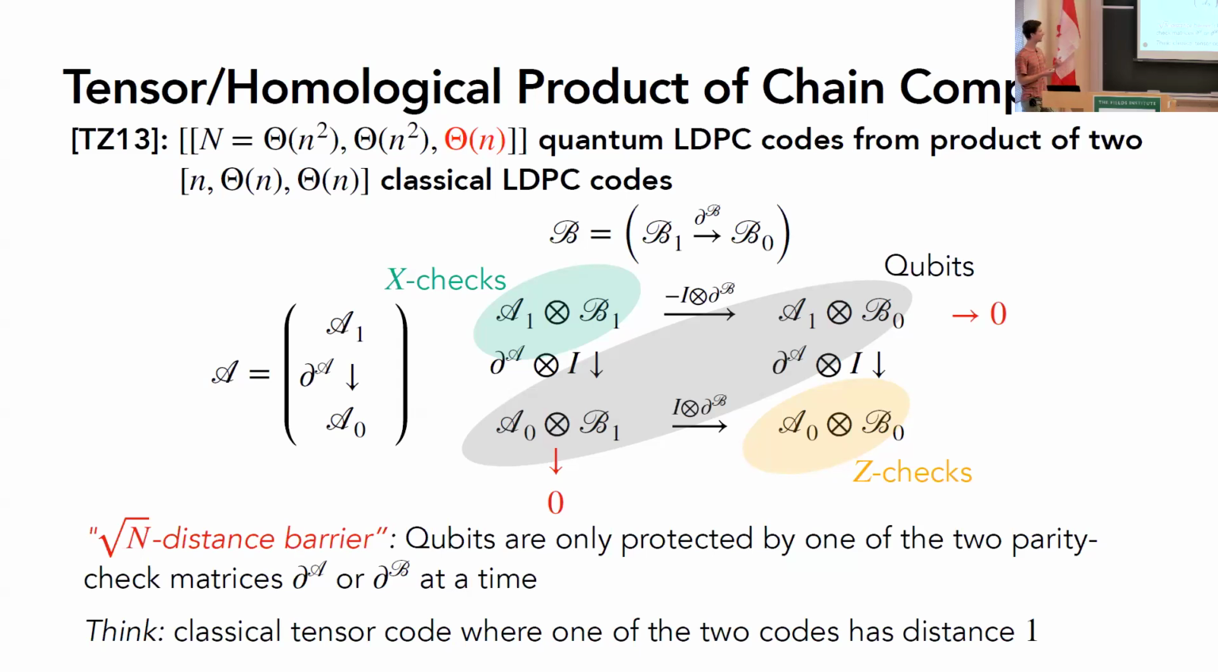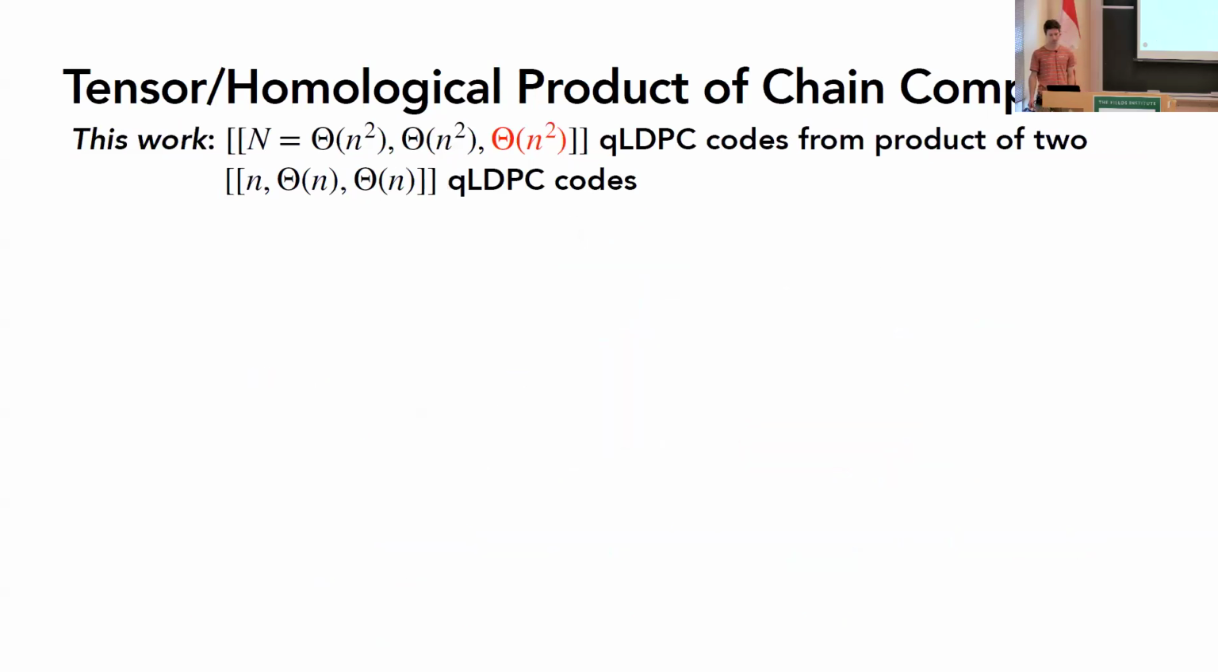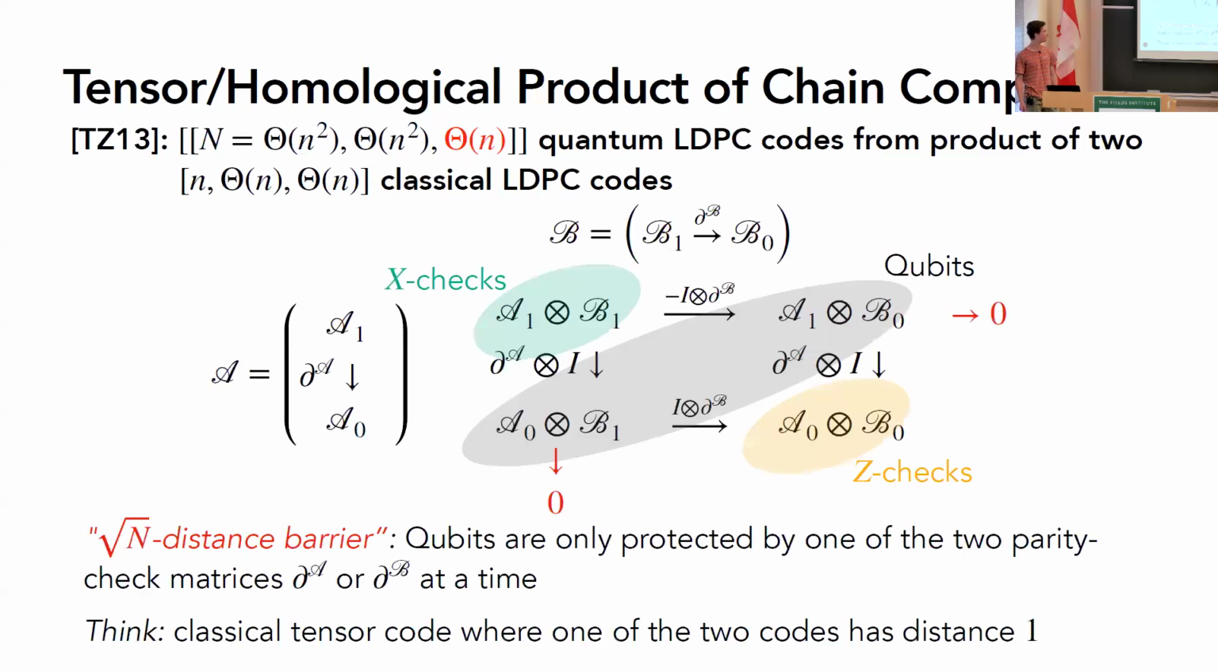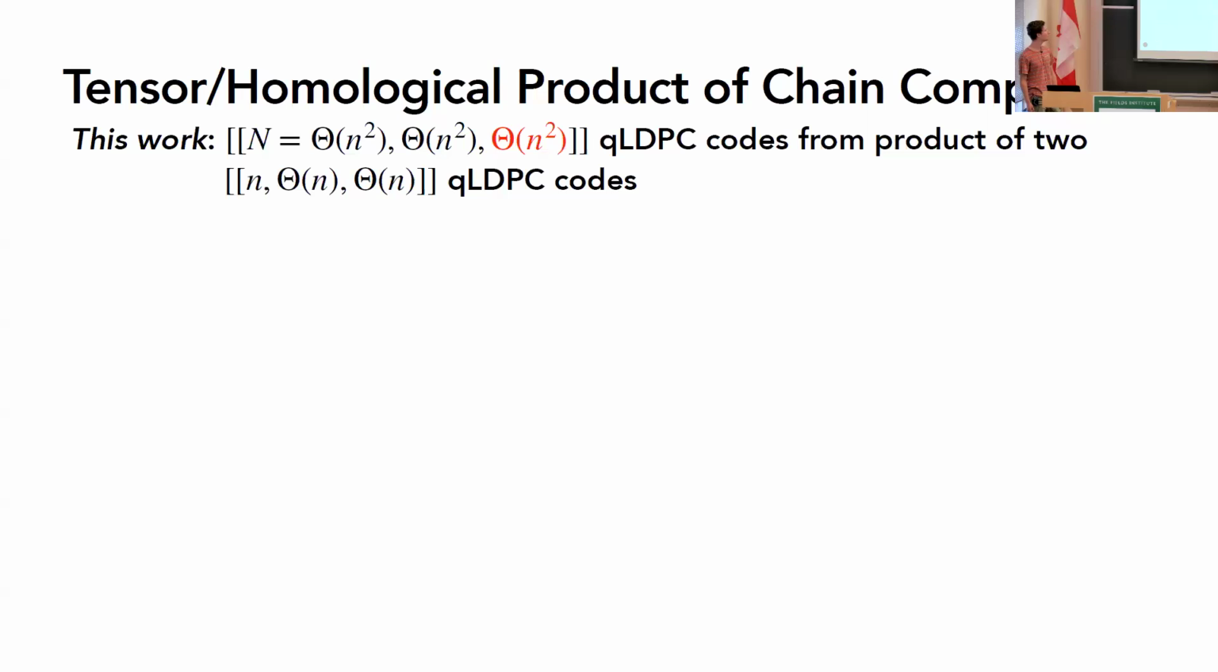And intuitively, that's why we're only getting distance from one of the 2 inputs. So our distance will grow as the square root of the final block length. Great. So in this work, our key idea is to find a way to improve upon this, circumvent the square root n barrier, and actually get the distance growing as the product of the 2 distances.